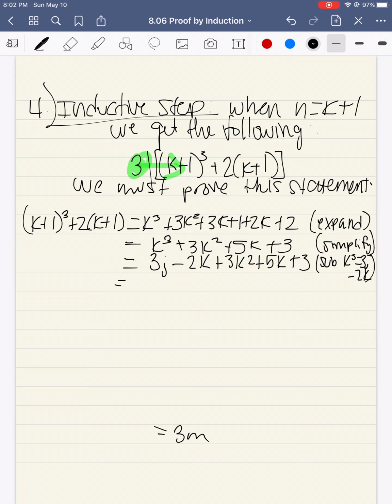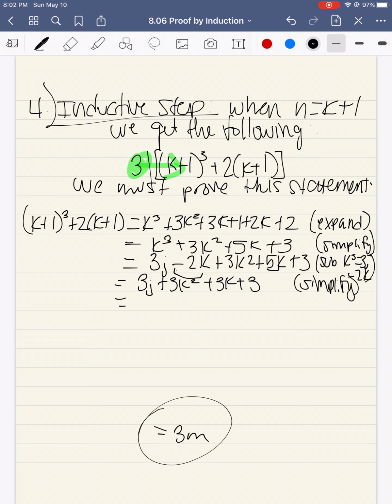So simplifying here, I have a negative 2k and a 5k, so that's going to give me 3j plus 3k squared plus 3k plus 3. And now my result follows pretty much. My goal was to get this to be 3 times some integer, and by factoring out a 3, now all of my coefficients are a 3. So I have 3 times j plus k squared plus k plus 1.